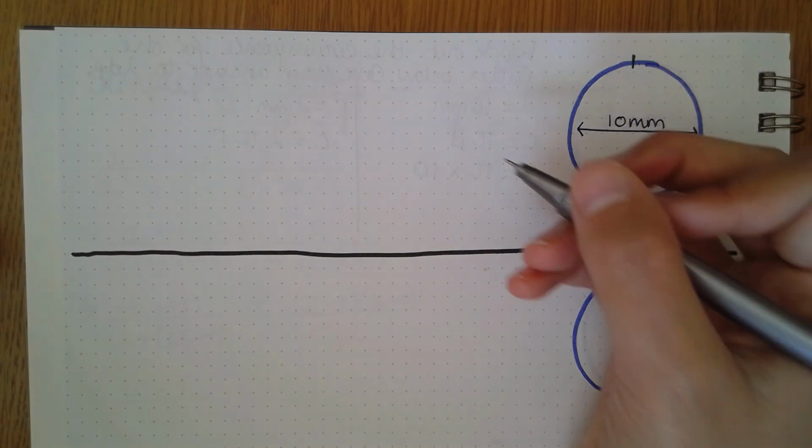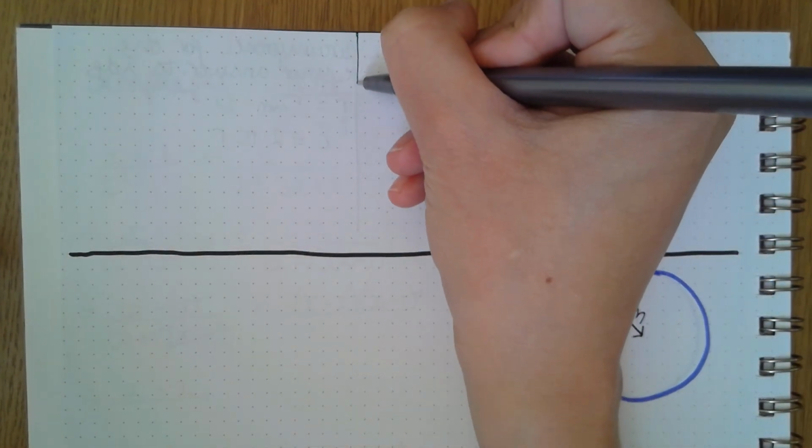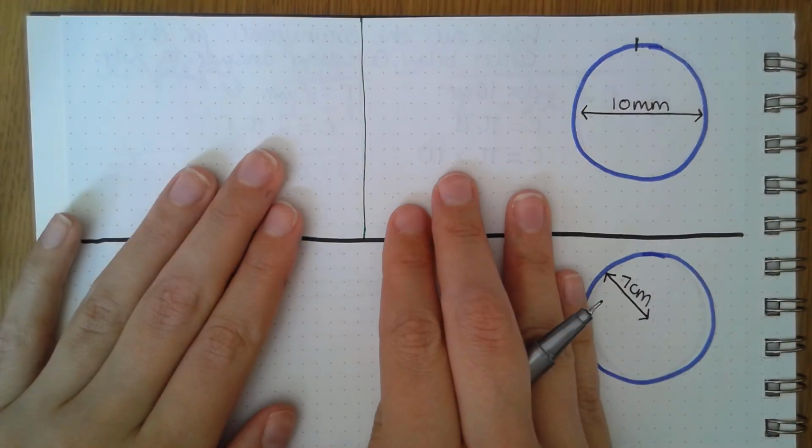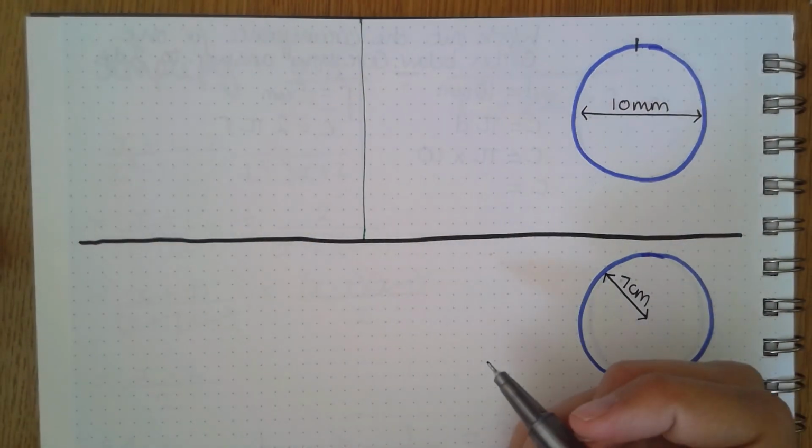So we can do it 2 ways. I'm going to show you both ways. So I'm going to just split this down in half. You don't have to do both ways. You can pick which one you would like to do.